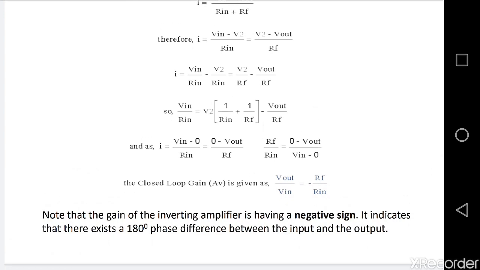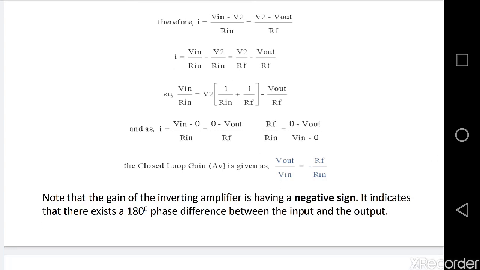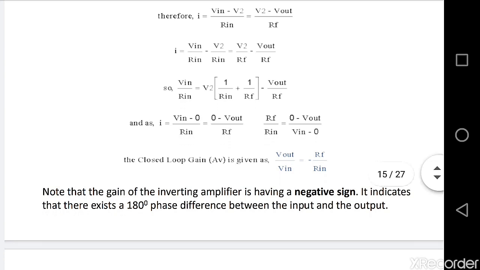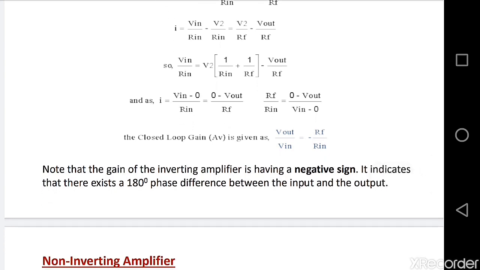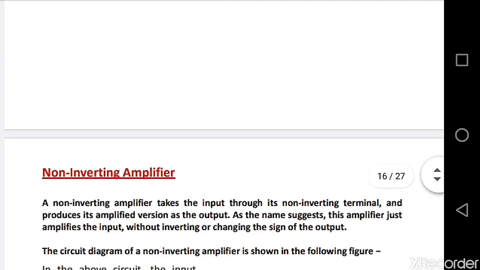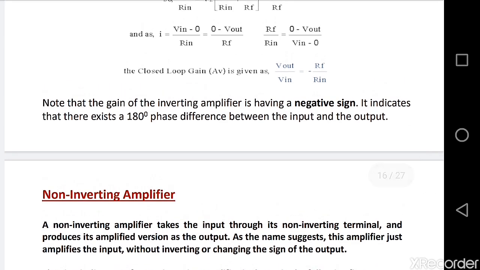Now I equals (Vin minus 0) by Rin, that equals (0 minus Vout) by RF. Cross-multiplying, RF by Rin equals (0 minus Vout) by (Vin minus 0). The closed loop gain is given by Vout by Vin equals minus RF by Rin. Here note that the gain of the inverting amplifier has a negative sign. It indicates that there exists a 180 degrees phase difference between the input and the output.